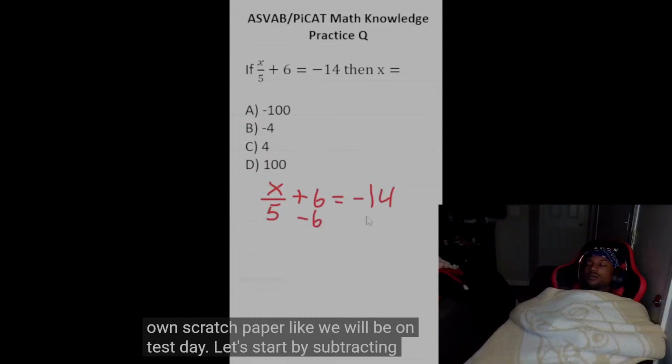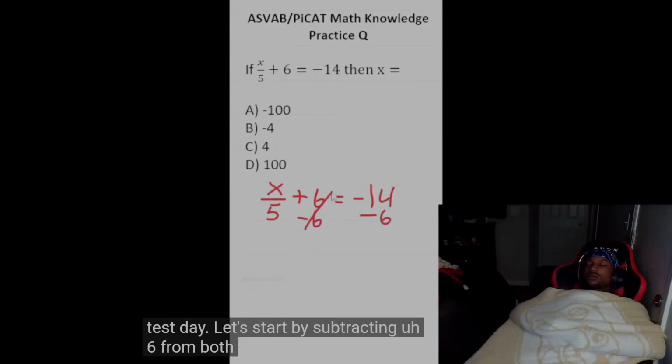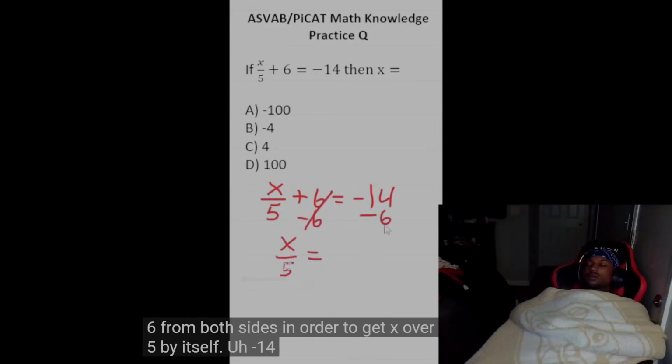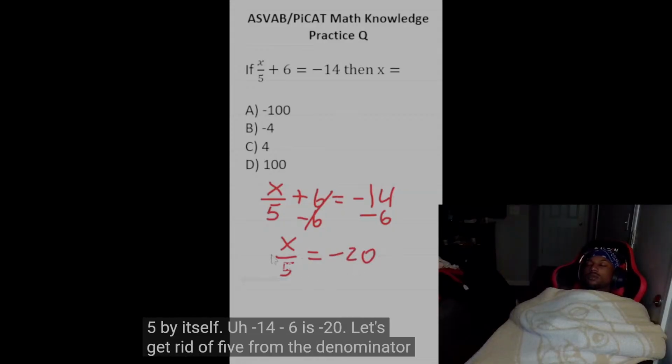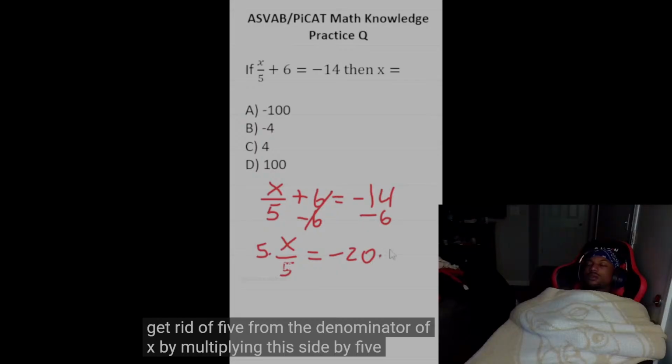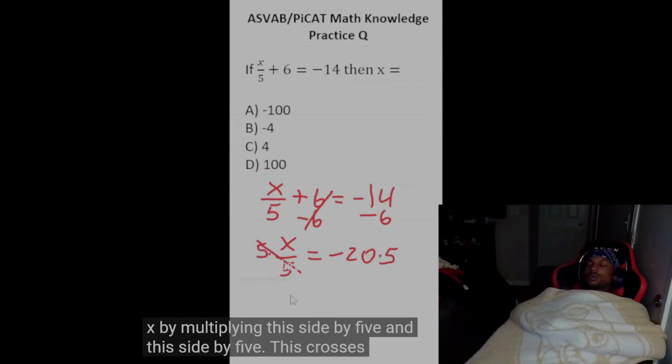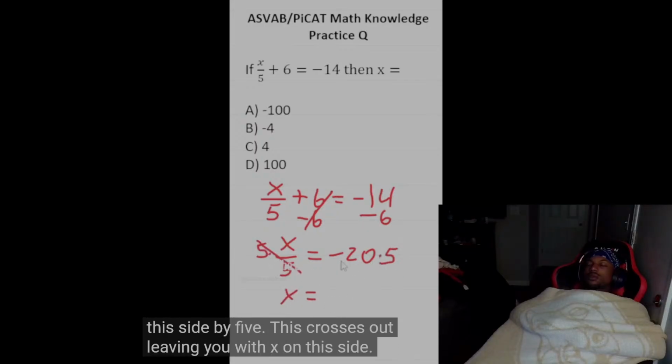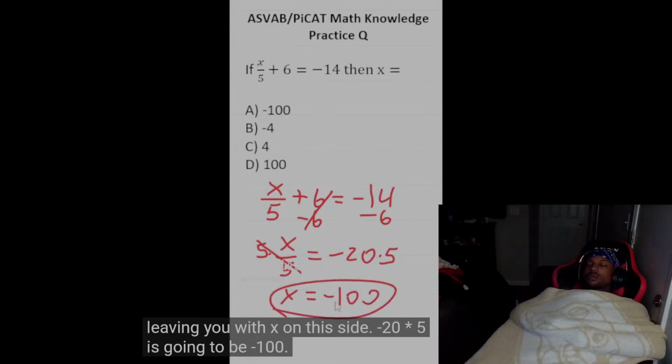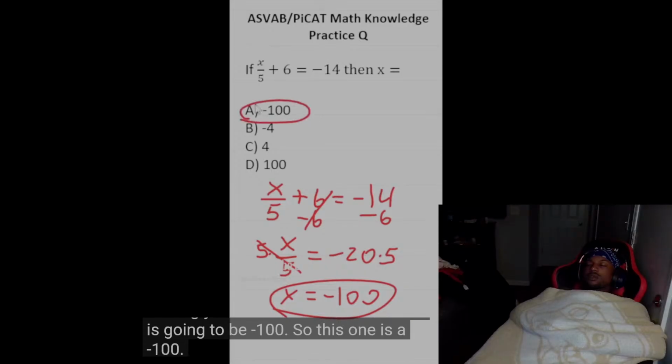Let's start by subtracting 6 from both sides in order to get x over 5 by itself. -14 minus 6 is -20. Let's get rid of 5 from the denominator of x by multiplying this side by 5 and this side by 5. This crosses out, leaving you with x on this side. -20 times 5 is going to be -100. So this one is A, -100.